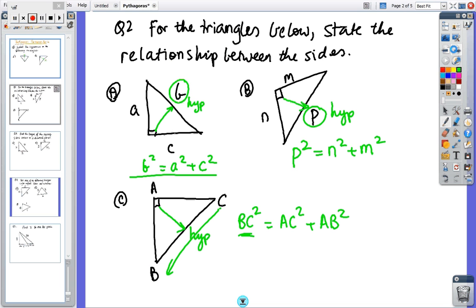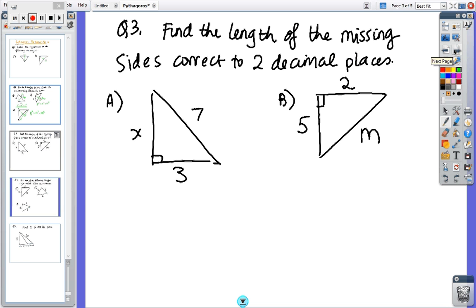Let's move on. Okay, so now we're going to do some calculations using your calculator, obviously. You don't have to do this in your head. So we've got two missing sides. There's one there, and there's another one there. So I want you to have a go, and please note that these ones are to 2 decimal places. So pause, and when you're ready, come back live.